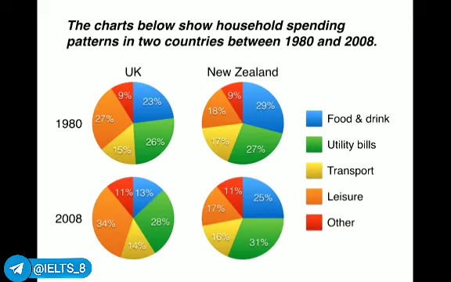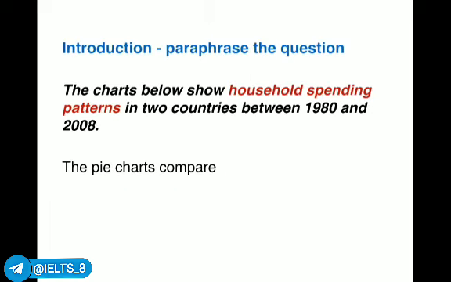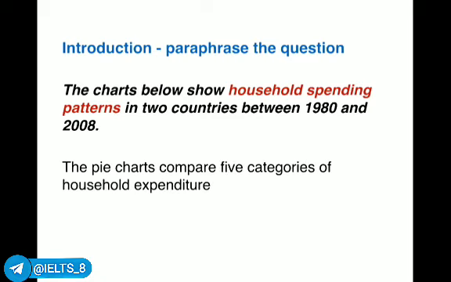The household spending patterns refers to the spending on these 5 categories. So I'm going to change that a little bit more and mention the categories. The pie charts compare 5 categories of household expenditure. So I've introduced the idea that there are 5 categories there, and expenditure instead of spending.